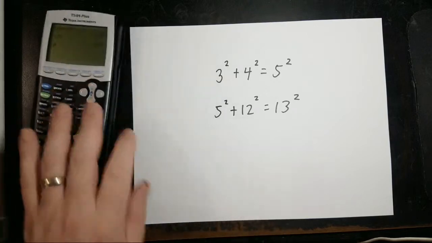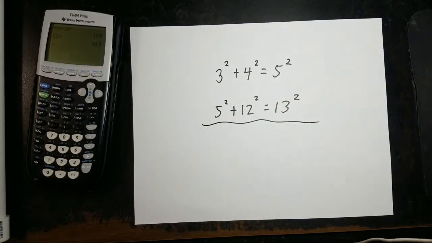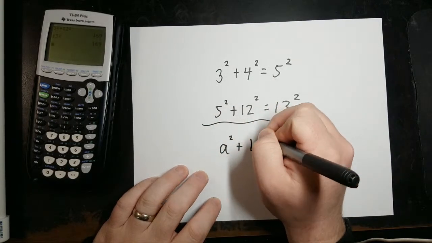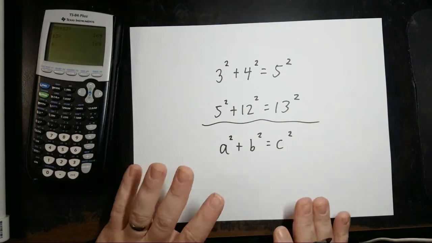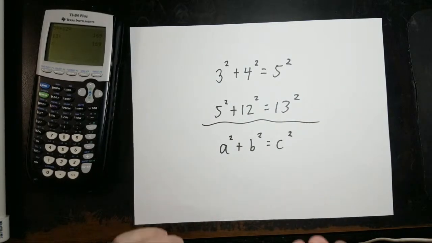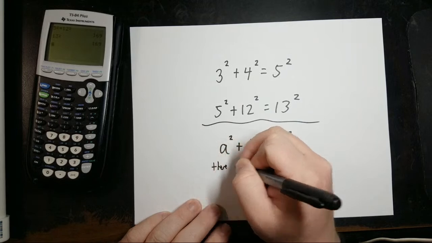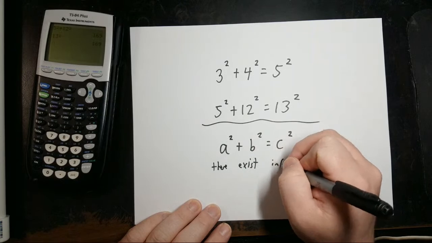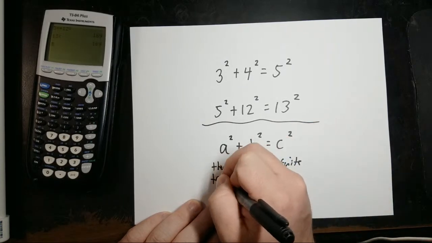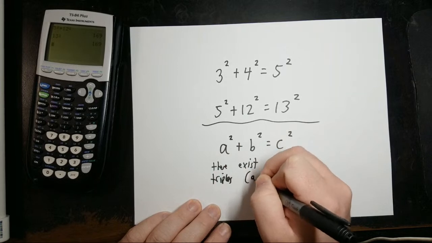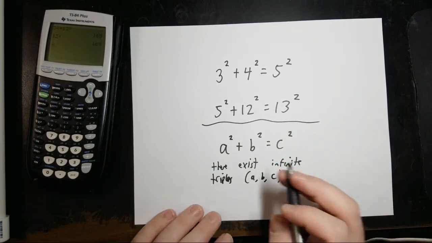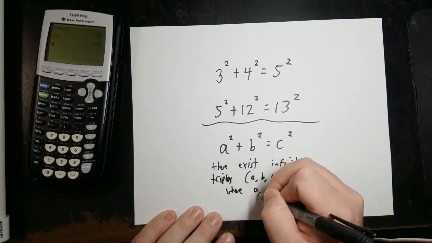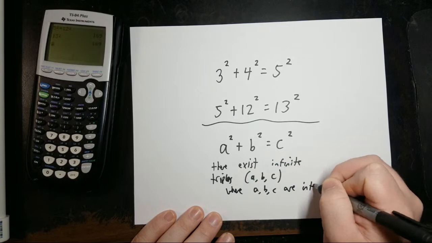Now, I can say in general, that there are, or there exist, infinite triples A, B, and C, where A, B, and C are integers.